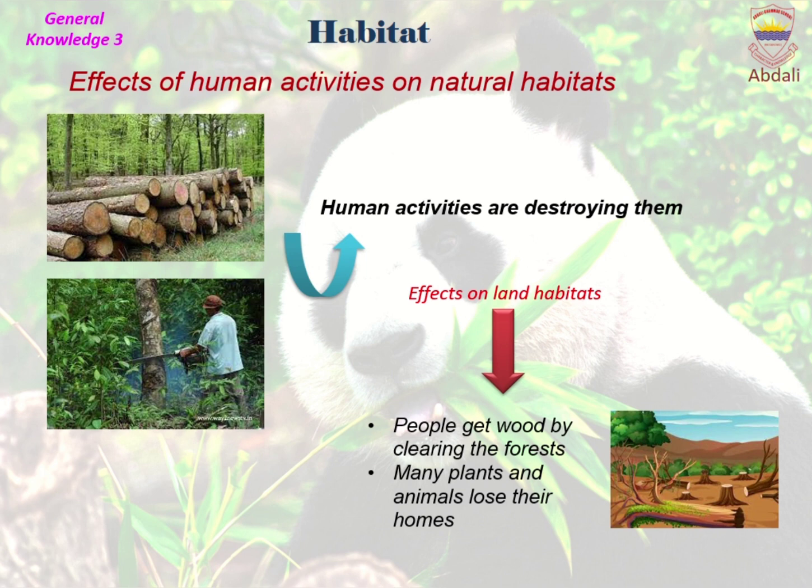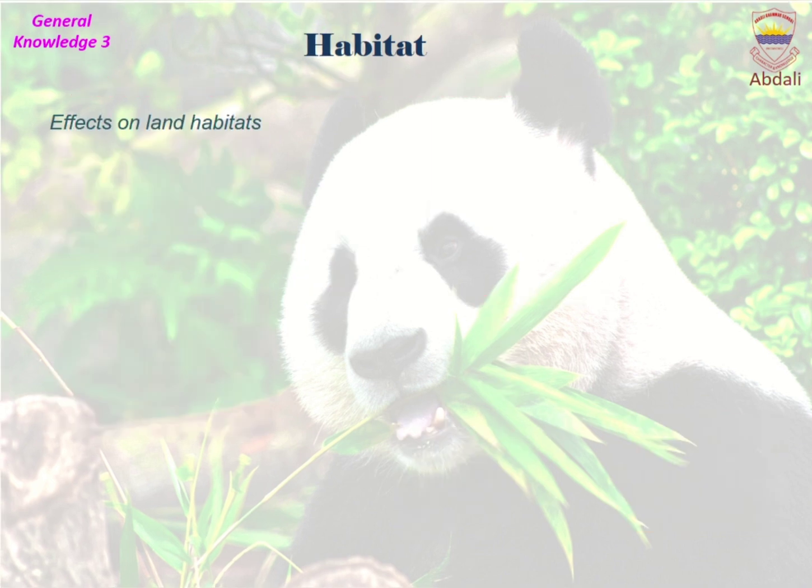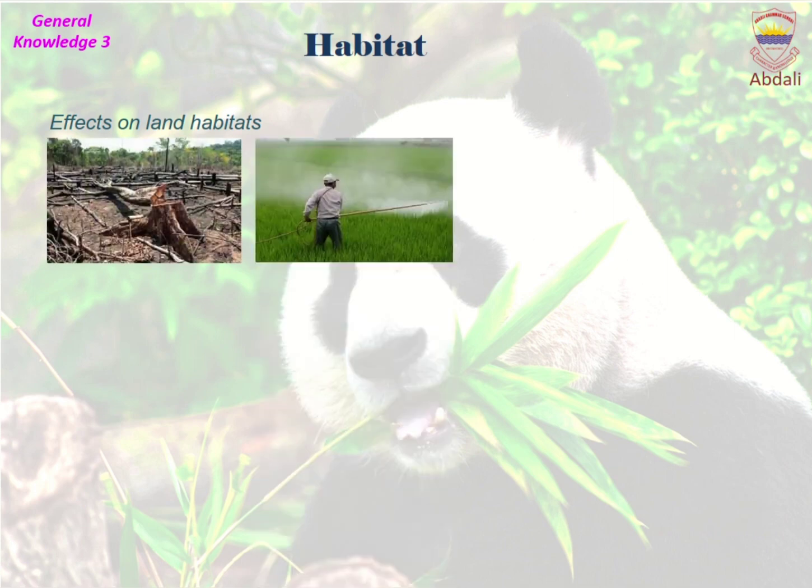Throwing garbage here and there spoils land. Plants cannot grow in this land. This activity destroys habitats of many animals. Use of chemical fertilizers and pesticides affects plants, animals, and humans badly.